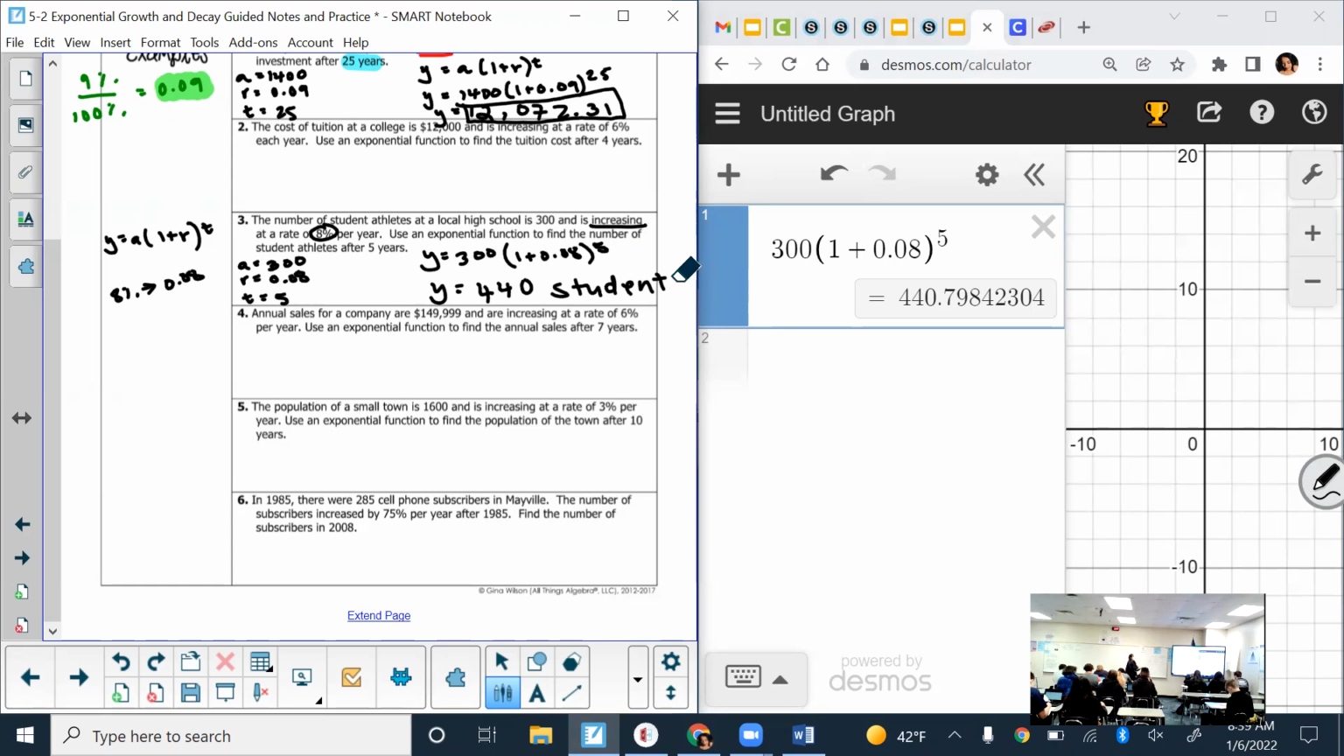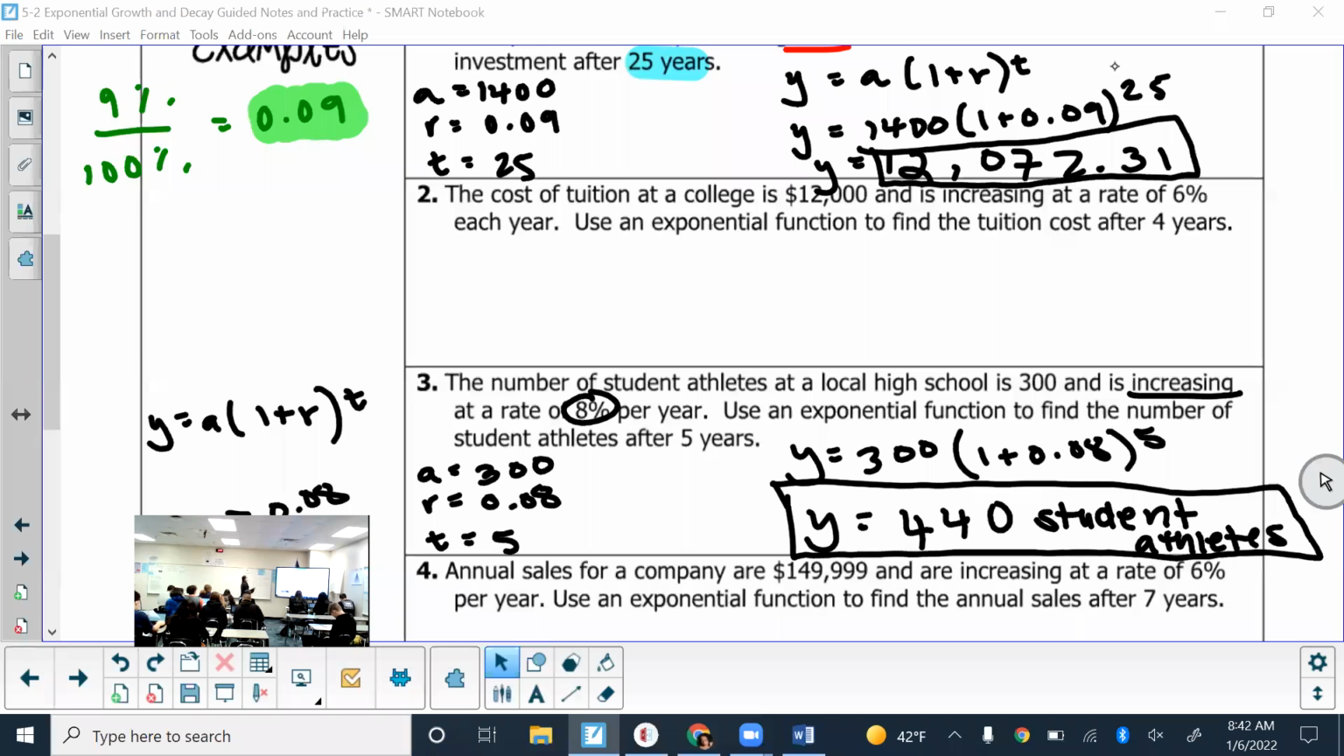All right, so then I'm gonna have you guys try number 2. So number 2 will be the U try. So the cost of tuition at a college is $12,000 and it's increasing at a rate of 6% each year. Use an exponential function to find the tuition cost after 4 years. So even though it doesn't say exponential growth function, make sure you use the one for exponential growth, which is the only one I've shown you so far.